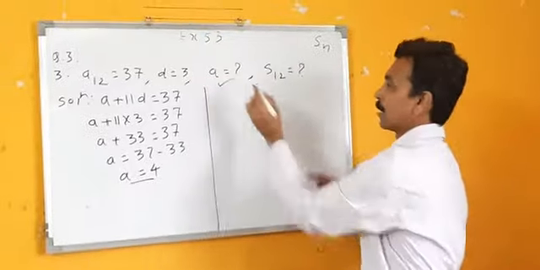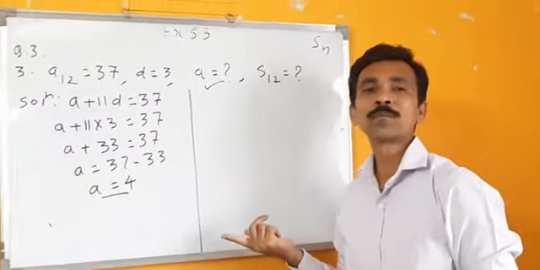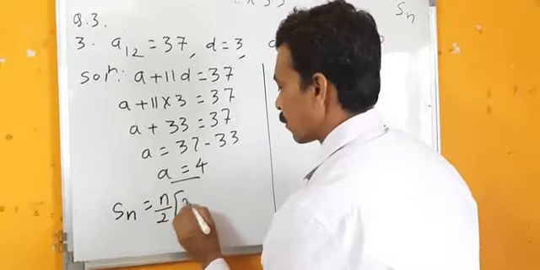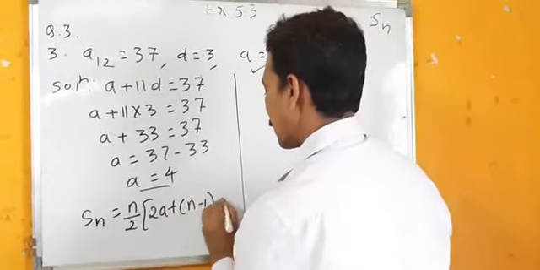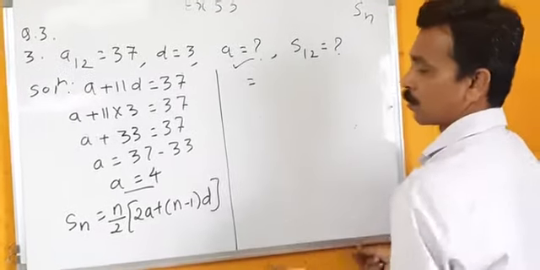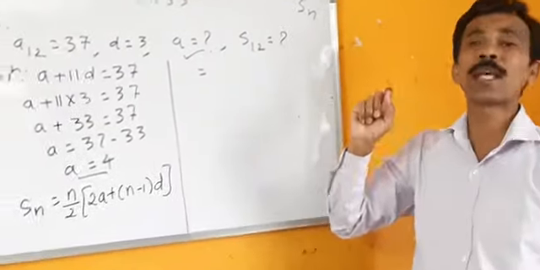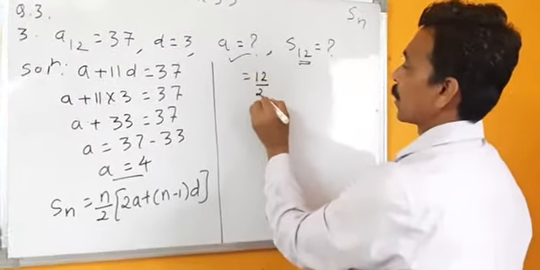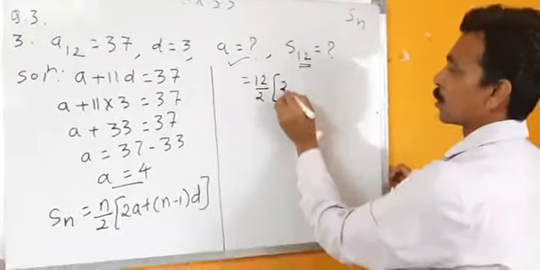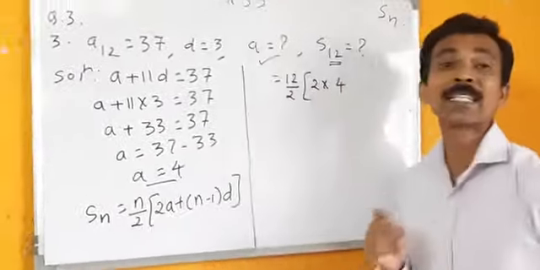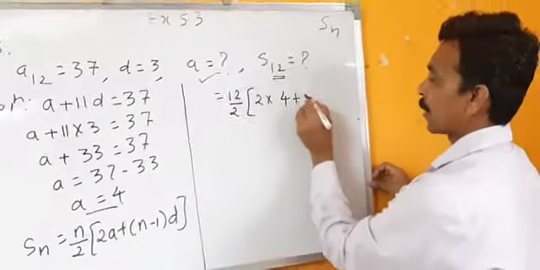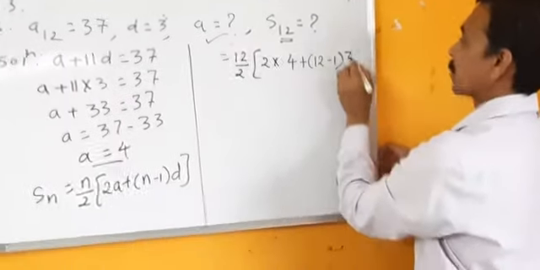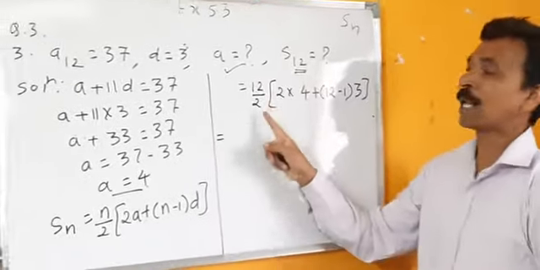Now we got the first part. Now we have to find S12. For that, what you'll do? Use SN's formula. SN is equal to N by 2 into 2A plus N minus 1 into D. We have to find S12. So what is N? N is 12, so 12 upon 2 into 2A means 2 into 4 because value of A is 4 plus N minus 1. N minus 1 means 12 minus 1 into D. How much is D? 3. What is 12 upon 2?